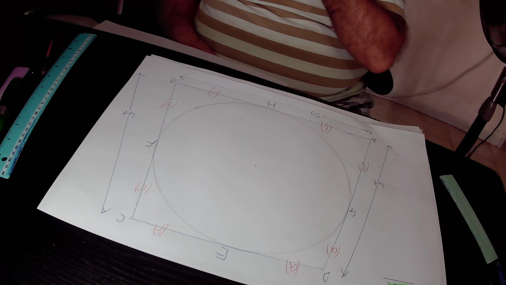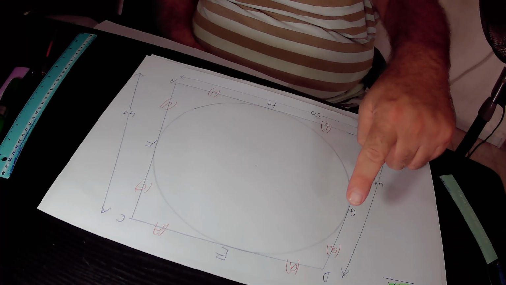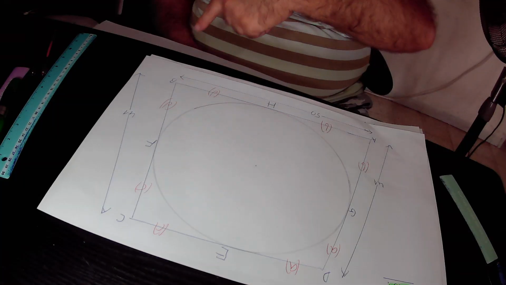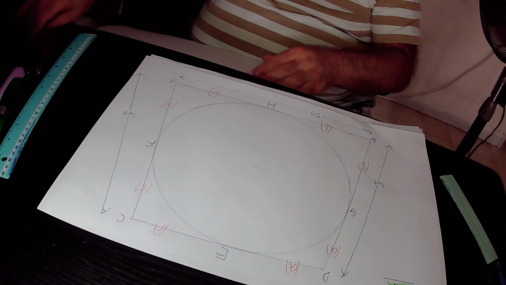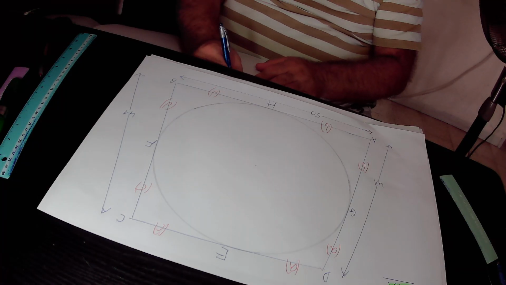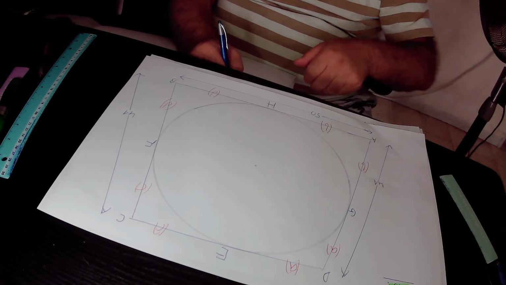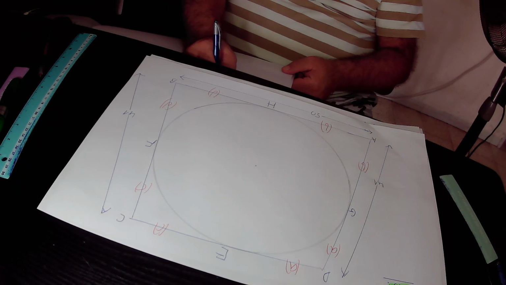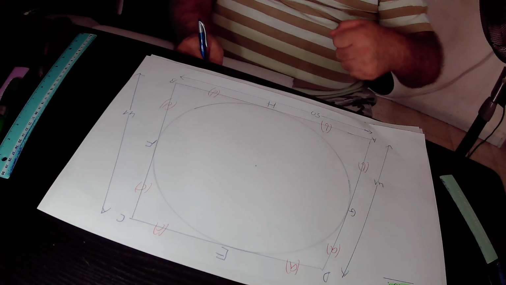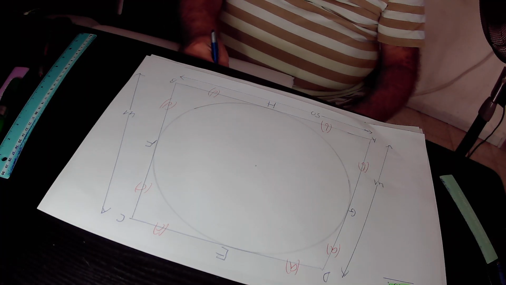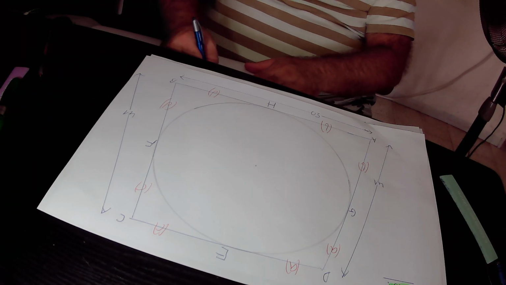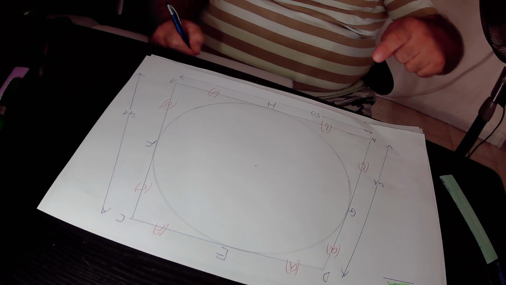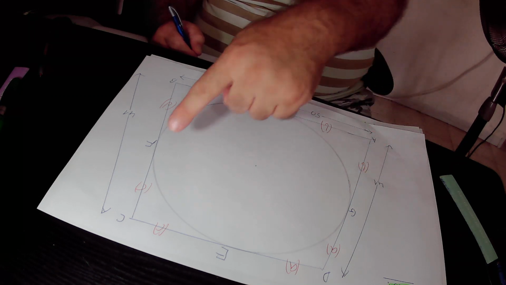What is the value of side DA plus the opposite side CB? Side DA plus the opposite side, side CB. DA plus CB in total will be equal to A plus B plus C plus D.